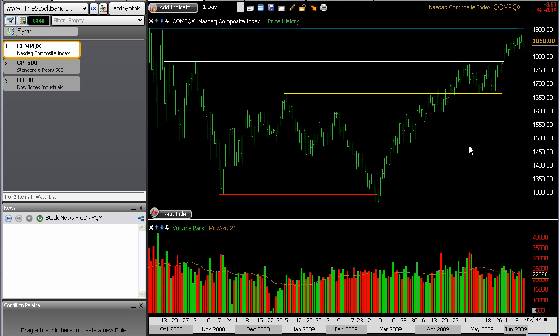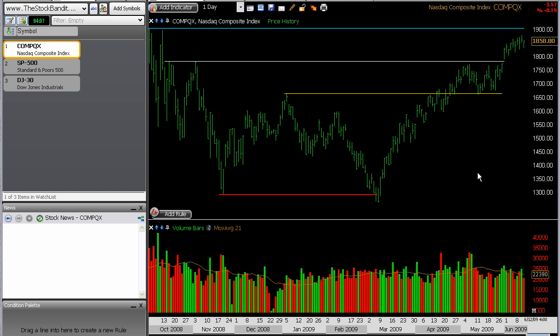So we're going to take a look at the S&P 500 and the NASDAQ and the Dow. And that's where most individual stocks will find their influence for direction or lack of direction, whichever it may end up being. So without further delay, let's get going.